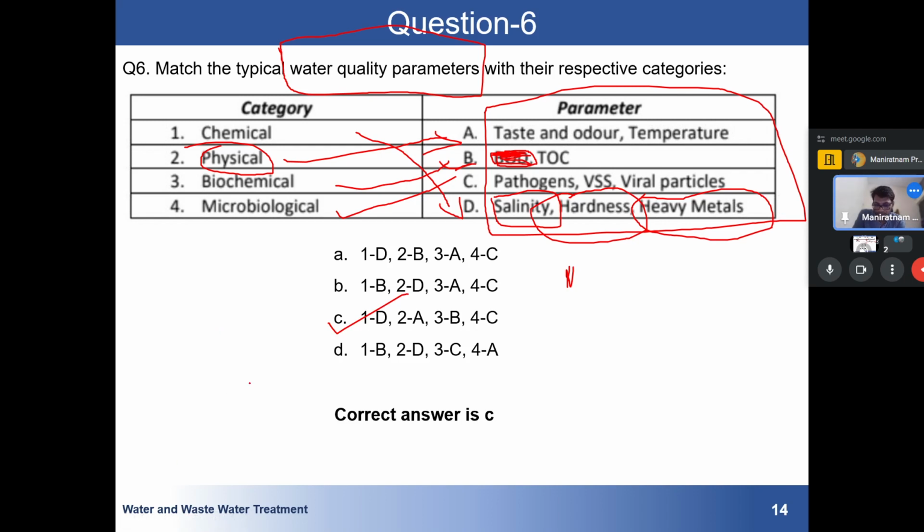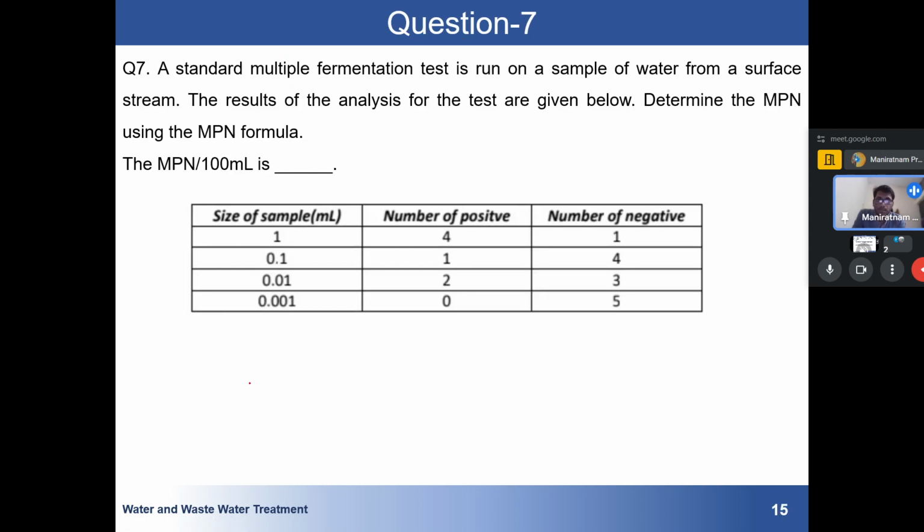Okay. Coming to the seventh question. The standard multiple fermentation, that is MPN. So what is this MPN method? Sorry, the multiple fermentation test is done on a sample. Why this MPN test is done, I will discuss. I have made a separate session on slides 4 and 5 about the determination of MPN.